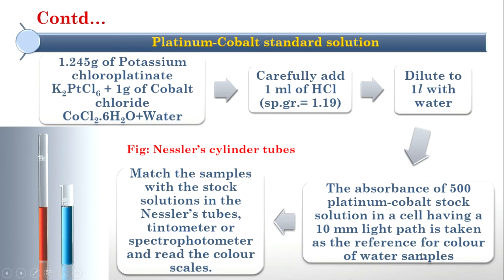This solution is kept in a tube known as Nessler's tube. This type of tubes are there. In this tube the solution is kept, and we will allow light to pass through a 10 millimeter light path. We will observe the absorbance of that light in this solution, and that will be the standard for testing the samples. This standard solution can be used in Nessler's tube, a Tintometer, and a spectrophotometer, which is a very recent instrument used to measure color. So for all these instruments we can use this standard solution.